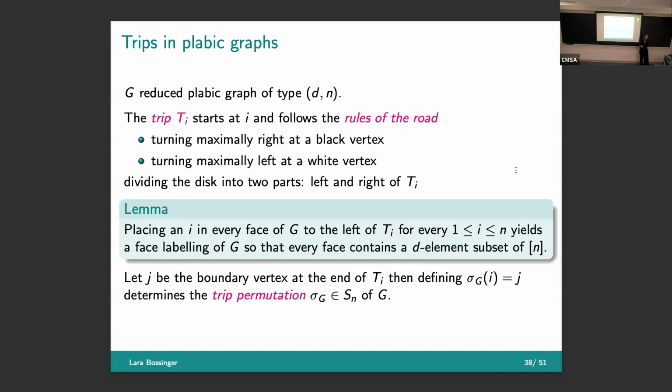One more data point that I can associate with my Plabic graph here is the trip permutation. So I define a permutation sigma g associated to g by checking, for the trip t_i, what is its end vertex. That will give me a permutation, where I define sigma g of i.